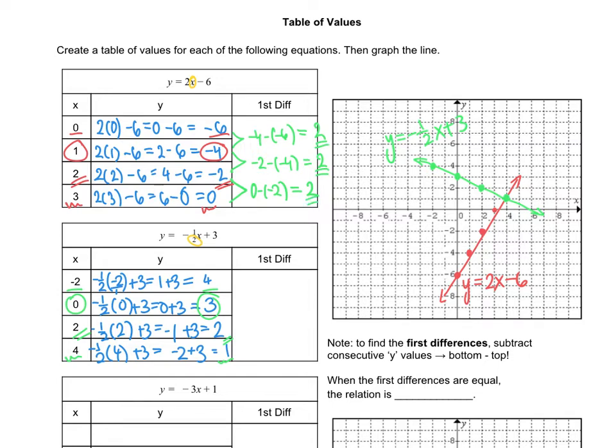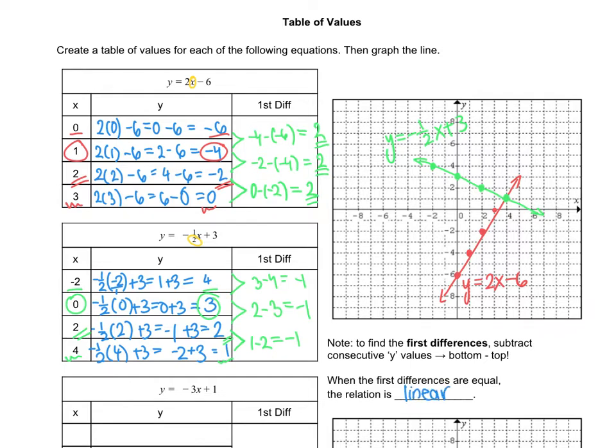So again, starting from the bottom, 1 subtract 2 is -1. All right. 2 subtract 3 is also -1. 3 subtract 4 is also -1. So our first differences were the same. Now, this should happen if you have a line. So when the first differences are equal, the relation is linear.